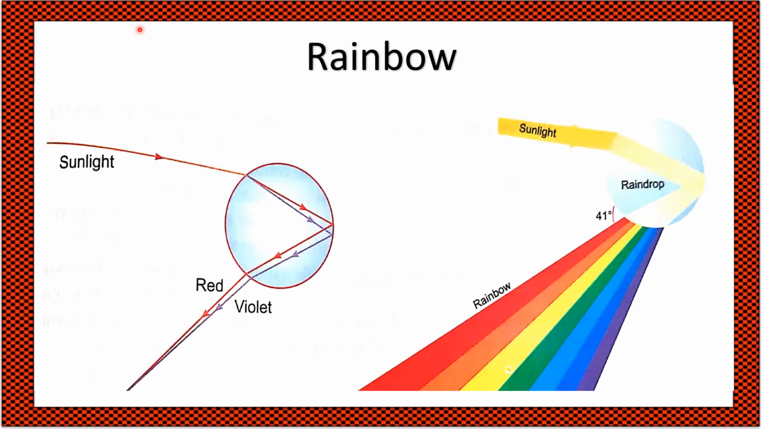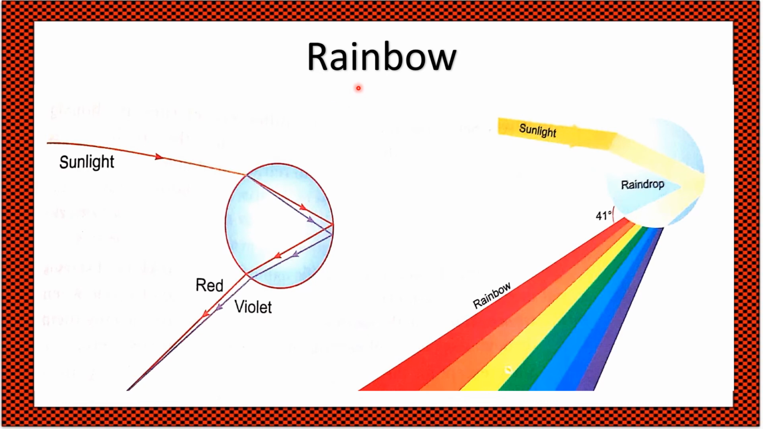You might have seen a beautiful rainbow in the sky after rainfall. This rainbow is formed due to dispersion of sunlight. When sunlight falls on water drops suspended in the atmosphere after rainfall, a rainbow is formed due to the dispersion of sunlight. The water drops suspended in air, or in the atmosphere, act as a prism. So we can say a rainbow is an example of dispersion of sunlight.